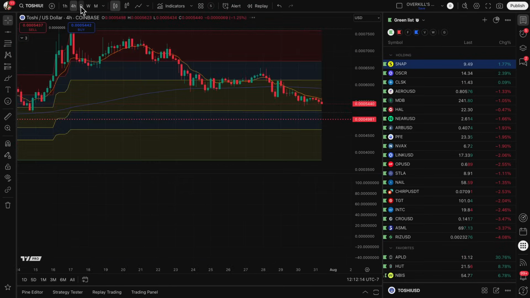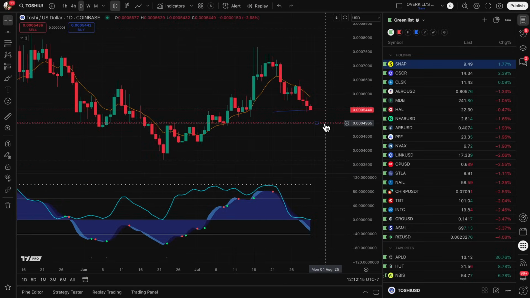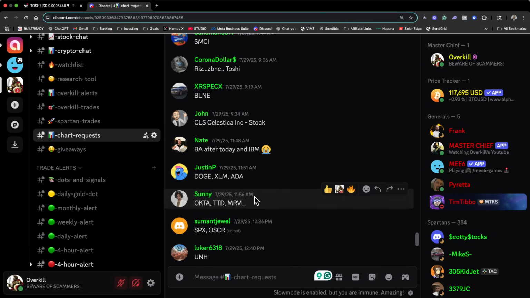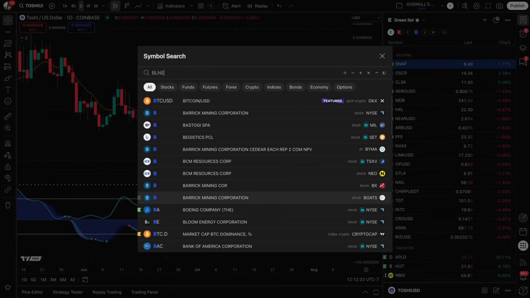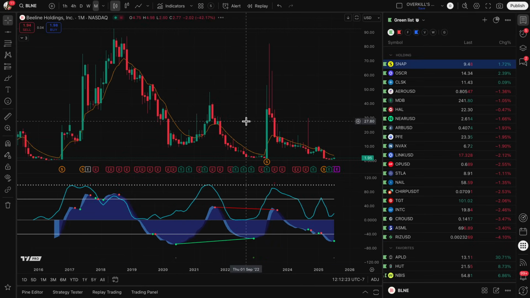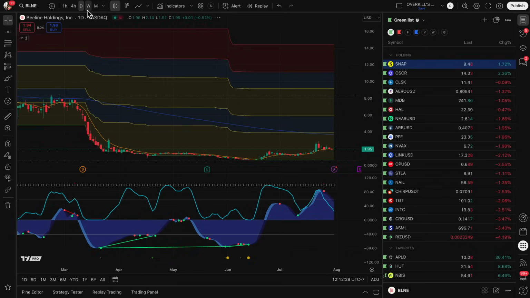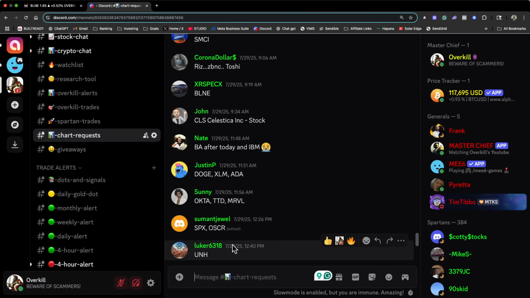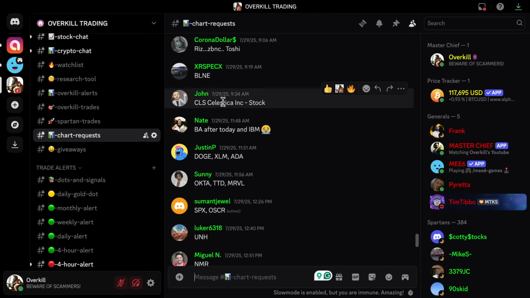Toshi, another meme here. This one needs a green dot there on the monthly, or on the daily. BLNE, Beeline Holdings. That one's got a green dot. Looks like a penny stock, so be careful. Hopefully you know what you're buying. Beeline Holdings. Yeah, so 12 to 14 would be the target on that one.